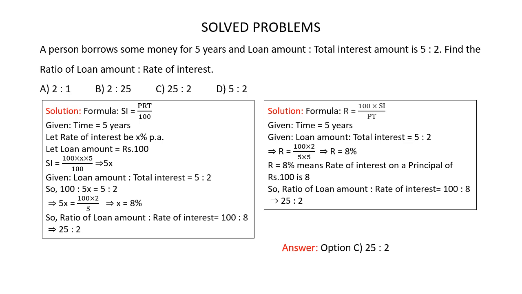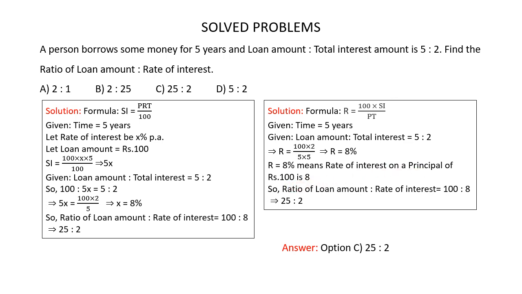So substituting all these values in the formula here, we get R is equal to 100 multiplied by 2 divided by 5 multiplied by 5. On solving this, we get R is equal to 8%. Now R is equal to 8% means the rate of interest on a principal of rupees 100 is 8.